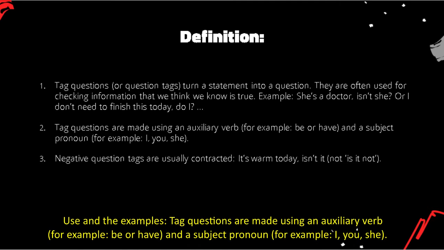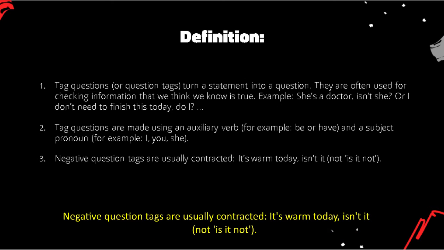Use and examples. Tag questions are made using an auxiliary verb, for example be or have, and a subject pronoun, for example I, you, she. Negative question tags are usually contracted. It's warm today, isn't it?